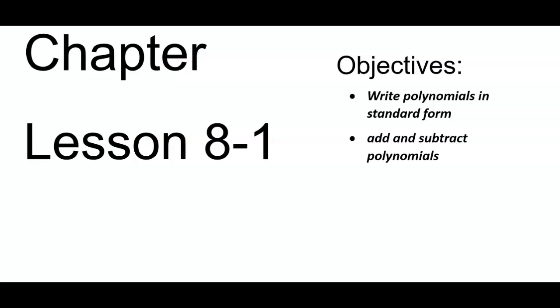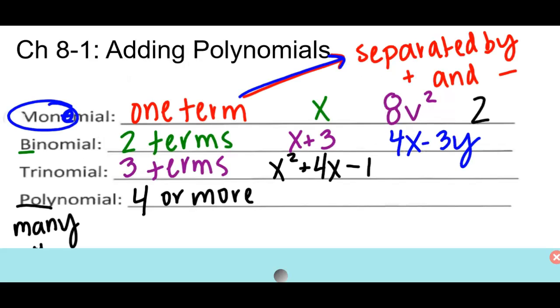About polynomials. We need to know what a polynomial is. We need to know what a monomial is. So a monomial is one term.